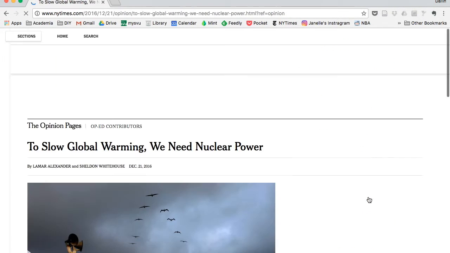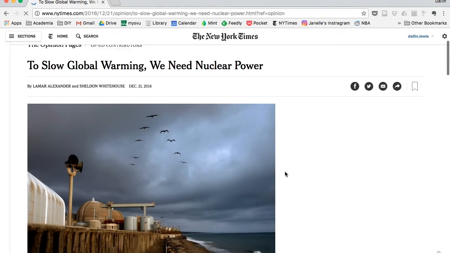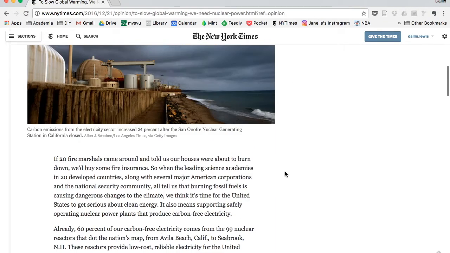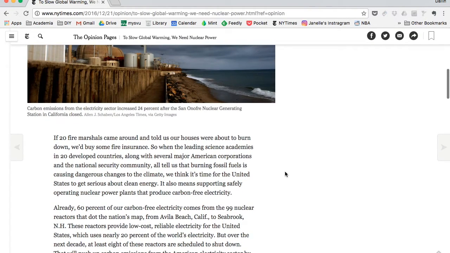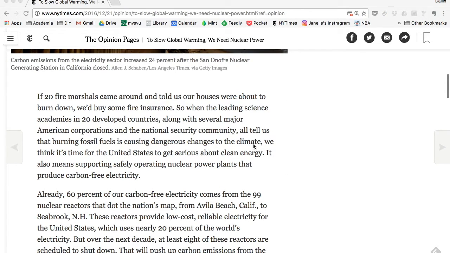To slow global warming, we need nuclear power. Now, what I want you to do is just read this first paragraph here and take some time to see if you can identify where they establish a baseline, how they pivot from that baseline, and how they provide a solution. Okay, let's see how we did.